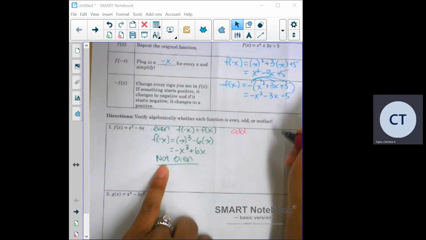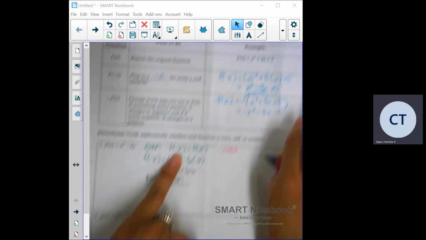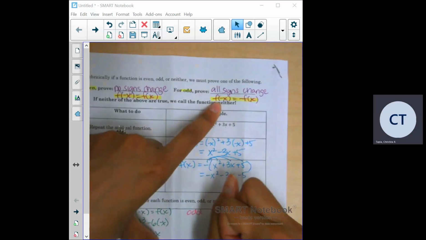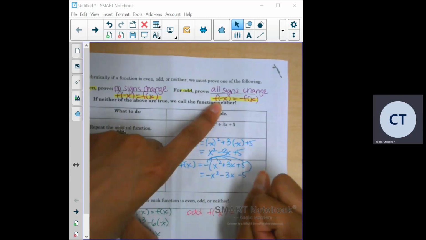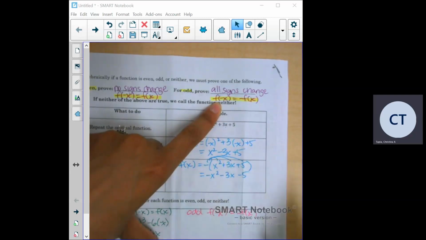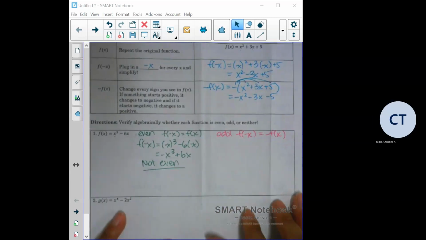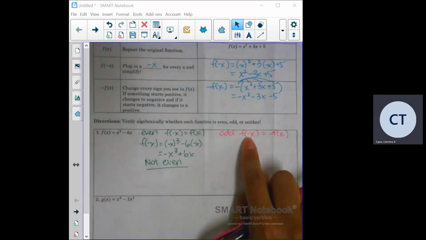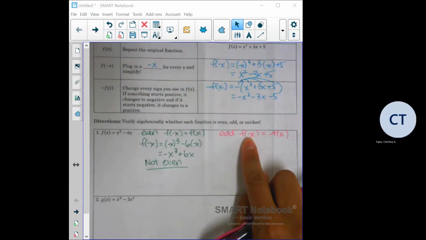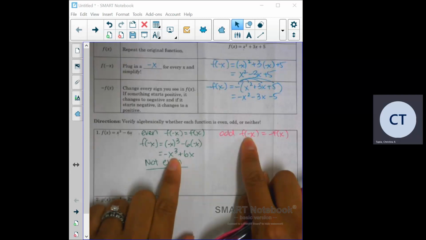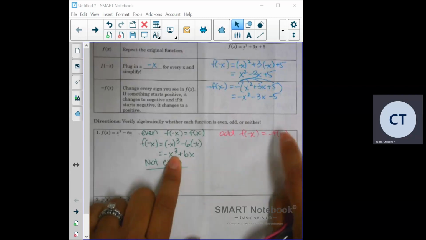Okay, so we know it's not even. This statement was not true. Let's see if odd is true. If f of negative x is equal to negative f of x. Let's see if that's going to work. Have I already done f of negative x? Yeah, the stuff that we just did. That's f of negative x. Okay, I want to see if this is going to match up with this statement. So negative f of x.